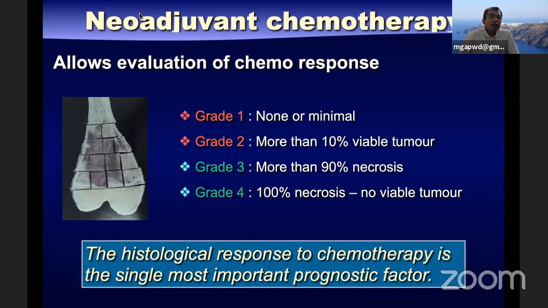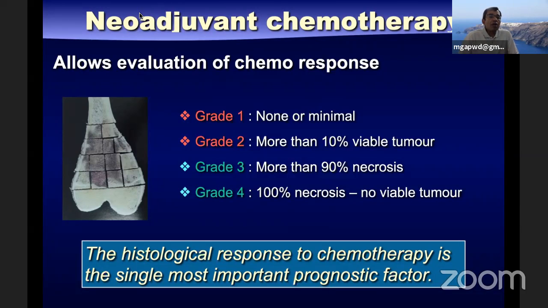Once you have that total number, then you grade it. So it's an extensive job for the pathologist to do this necrosis evaluation. Grade 4 means there is no viable osteosarcoma left in the specimen. This is the best possible response. About 10% of our patients have a grade 4 response, and a grade 4 response is associated with much higher cure rates. Almost 90% of the patients who show a grade 4 response go on to become long-term survivors.